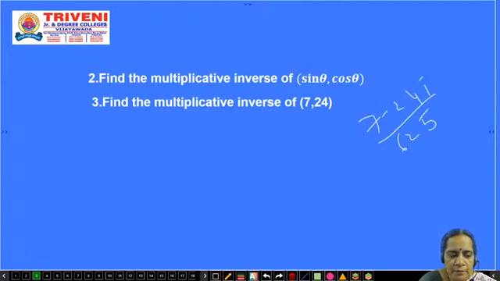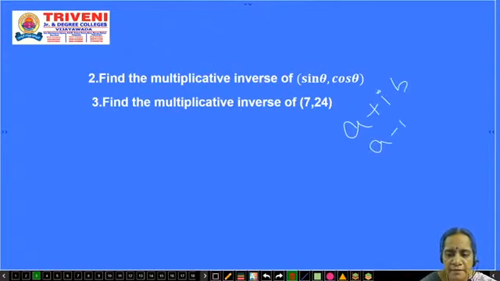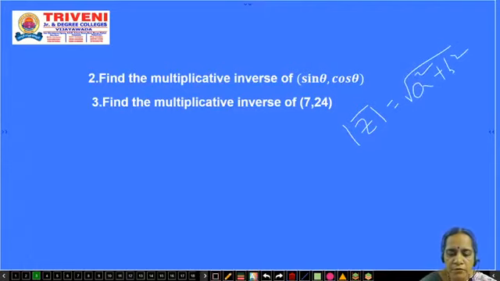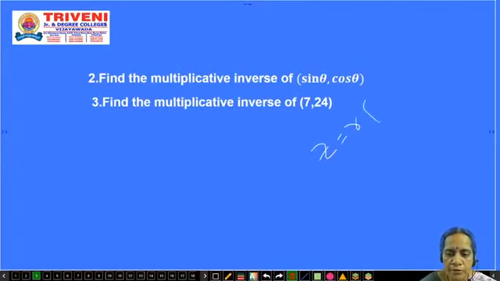Okay, what is the multiplicative inverse here? Suppose a plus ib, the multiplicative inverse of a plus ib is a minus ib by a square plus b square. Okay, and then the complex conjugate modulus is denoted by mod z bar. Mod z bar is equal to the square root of a square plus b square. Suppose we write in the polar form, z is equal to r into cos theta plus i sin theta.